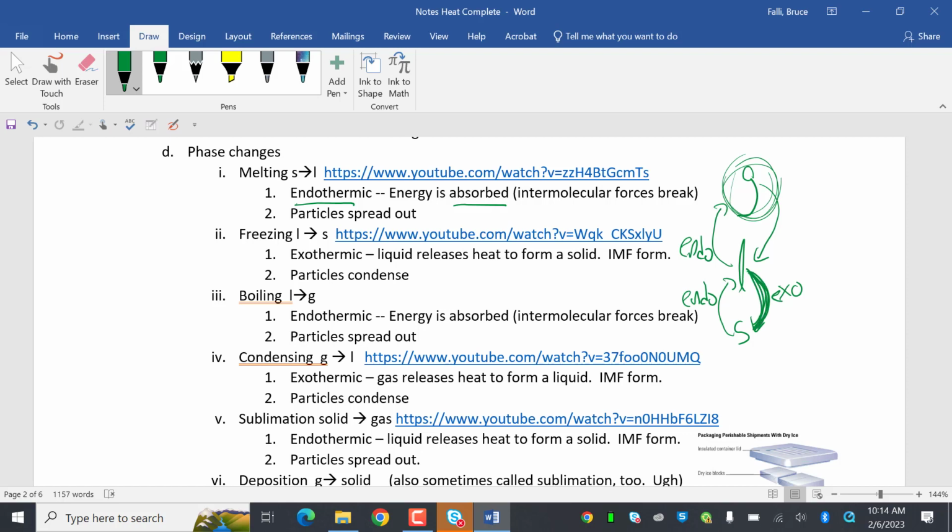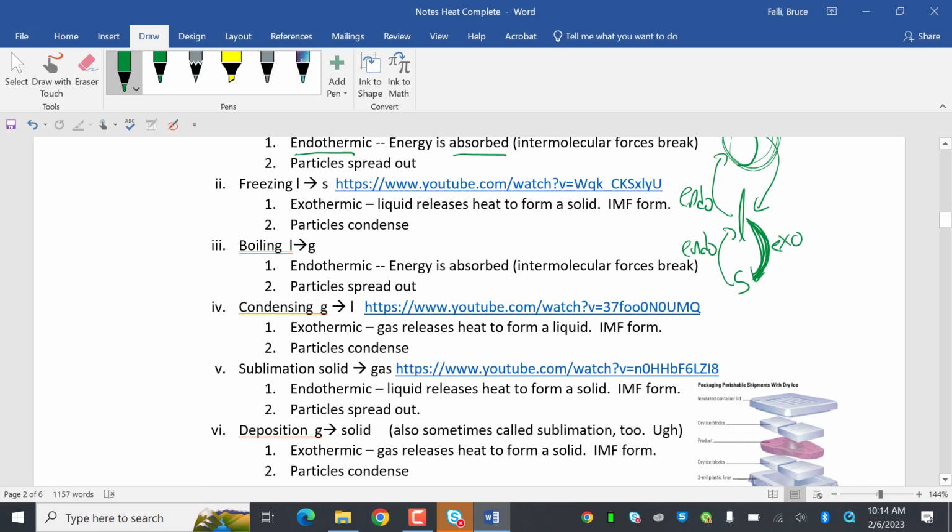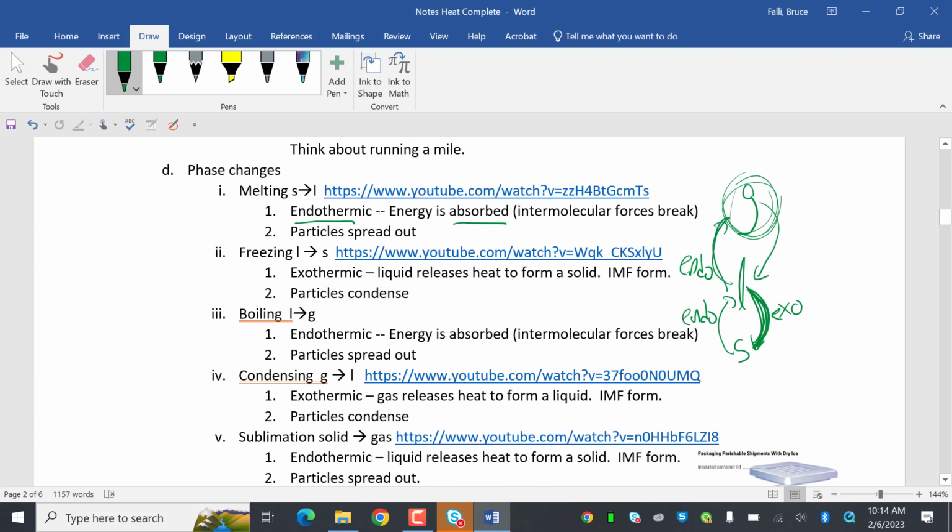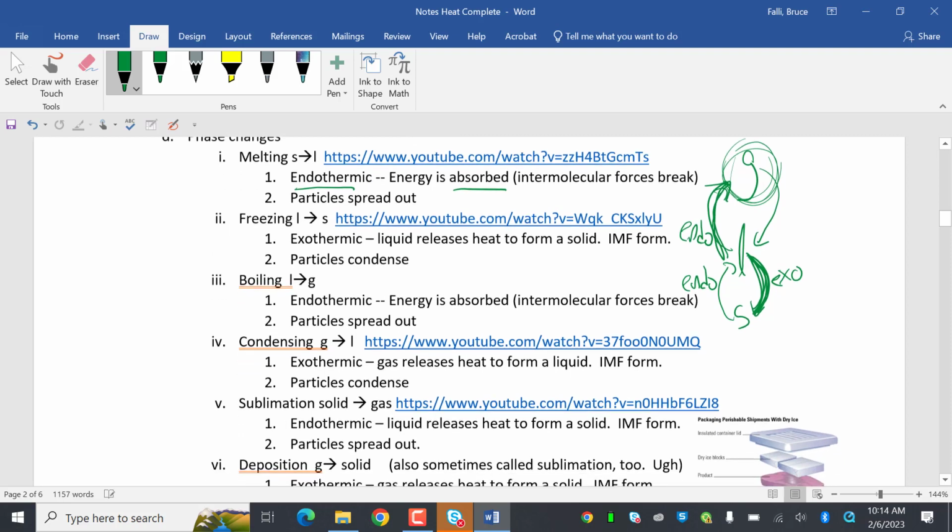Liquid releases heat to form a solid, and bonds form, stronger bonds form, and the particles condense. Boiling, liquid to gas, absorbing energy, right? Energy is absorbed, particles spread out. Condensing, gas to liquid. Hey, I'm going down in energy, right? So gas releases heat to form a liquid, and bonds form.